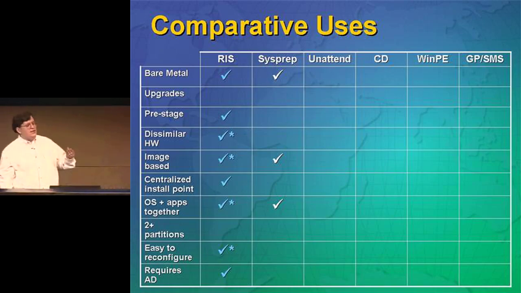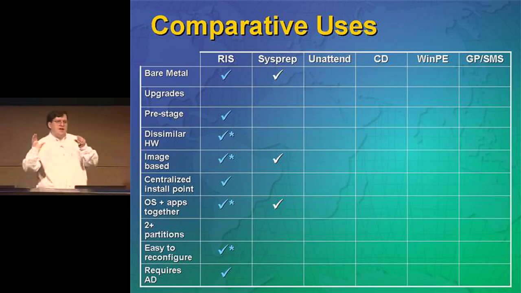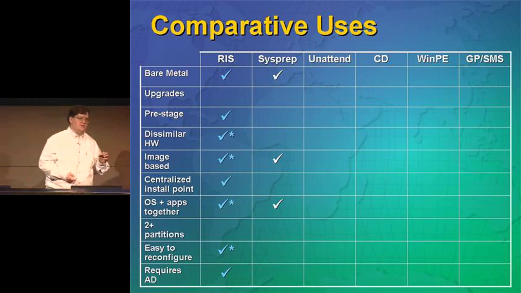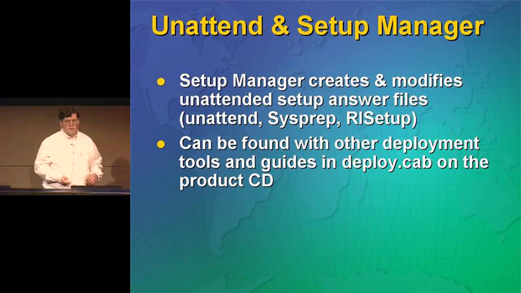So SysPrep, again, bare metal. It allows you to do that imaging from machine to machine. You obviously can't take a SysPrep image from one machine and apply it to another. The end result will be that new image crushed on top of the old one, i.e. it won't work. There's no upgrade version of SysPrep. It's an image-based tool and allows you to do the OS and apps together, and that's the great thing about SysPrep, is that it lets you take those applications with the operating system and deploy them as one.